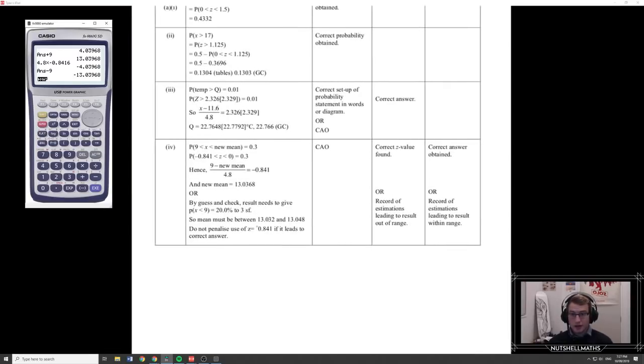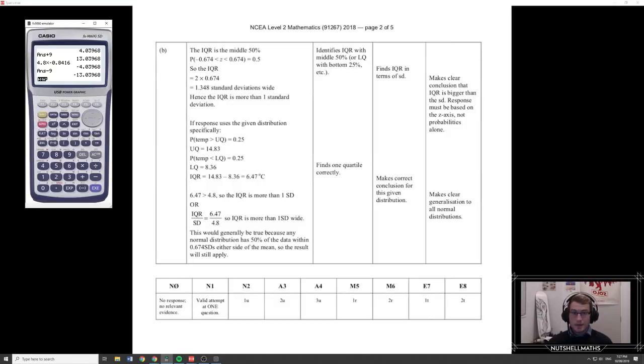Right. They got this, right? So you get an E if you make a clear conclusion that IQR is bigger than the SD. Response must be based on the z-axis, not probabilities alone. Makes a clear generalization to all normal distributions. So if you write something that's very clear, you get it right. They said SD is how much the SD is away from the z-score. Yeah, essentially, right?